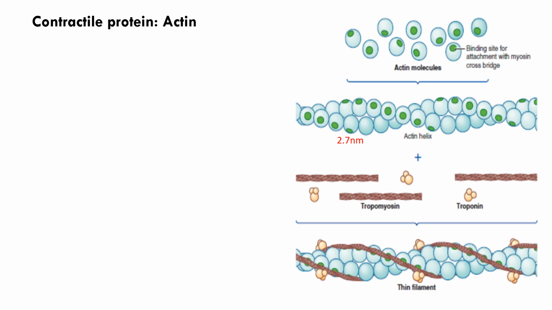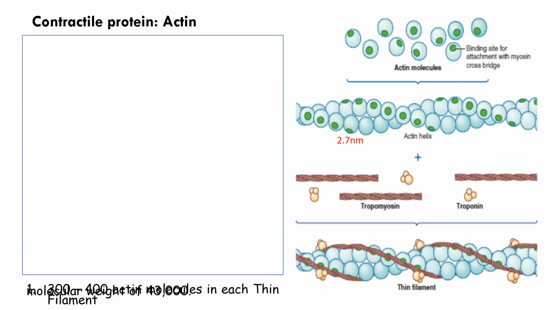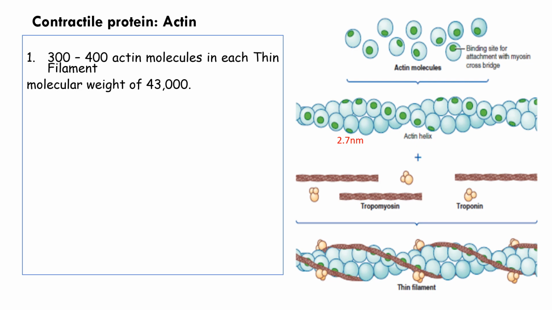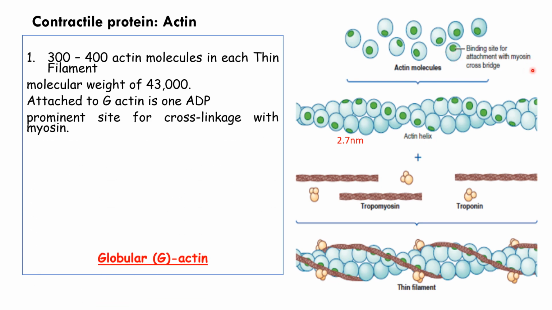So what is this F actin? How is it made? It is basically made up of actin molecules, which may be 300 to 400 in number. They are basically G actin molecules, and each G actin molecule is a globular protein. G stands for globular. So this is basically a globular protein, and each one of them is attached to an ADP molecule. You can see these dots, they are the binding sites for attachment of myosin.